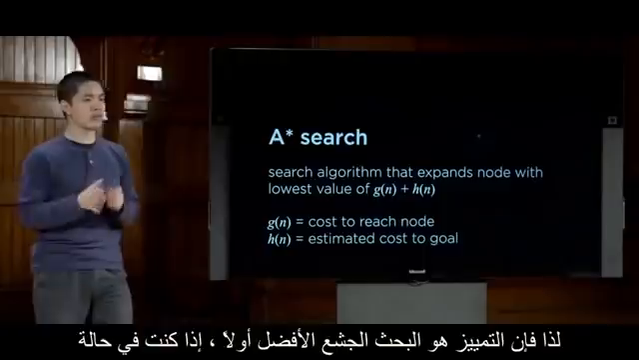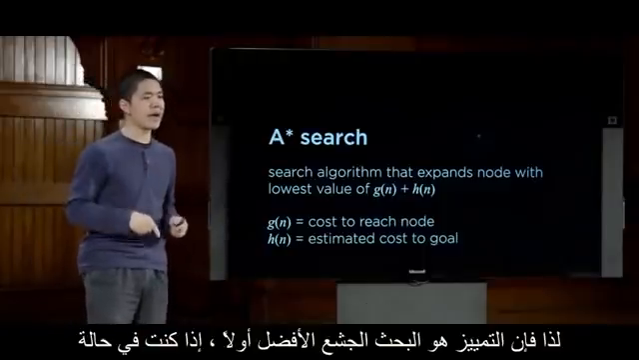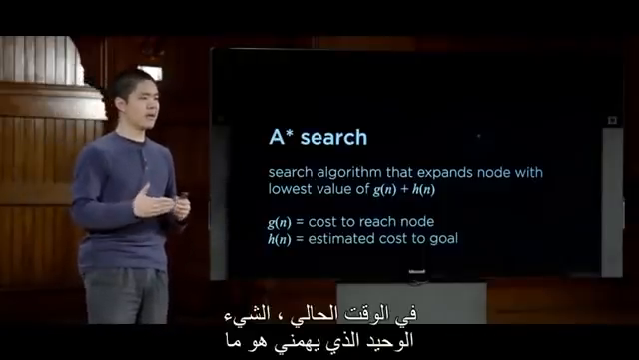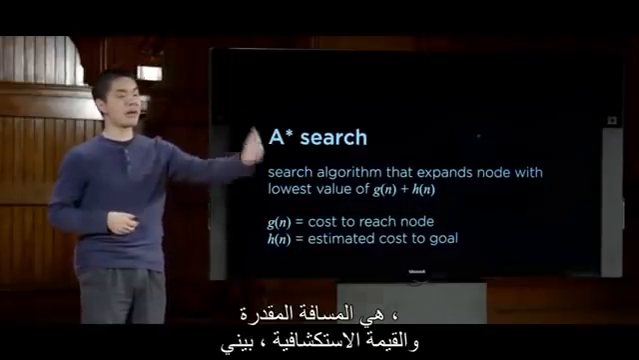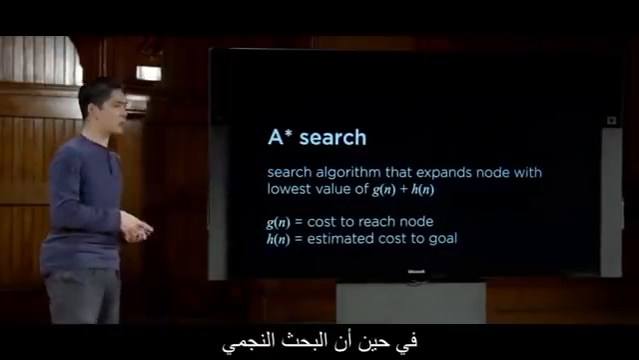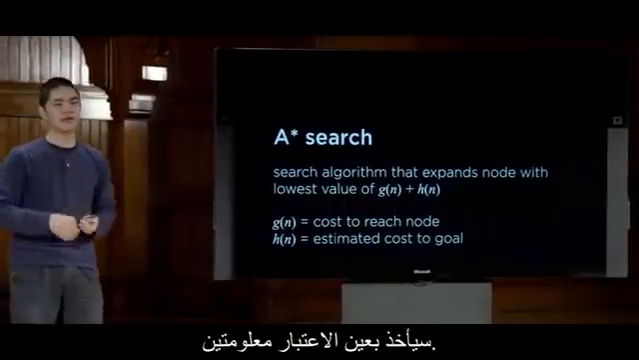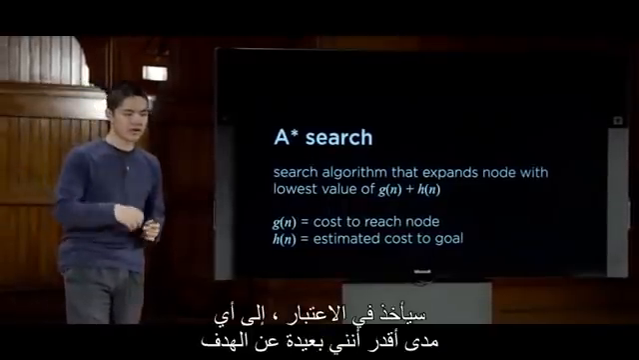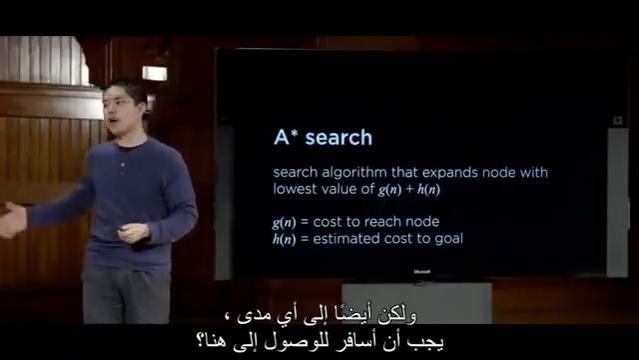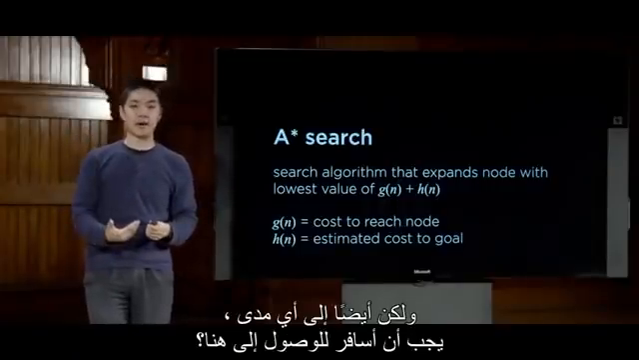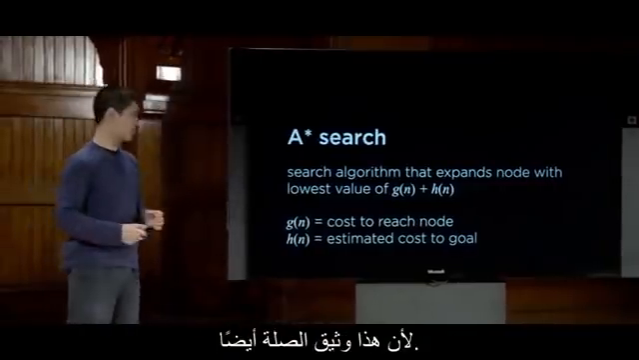So the distinction is greedy best first search. If I am in a state right now, the only thing I care about is what is the estimated distance, the heuristic value, between me and the goal. Whereas A-star search will take into consideration two pieces of information. It'll take into consideration how far do I estimate I am from the goal, but also how far did I have to travel in order to get here, because that is relevant too.